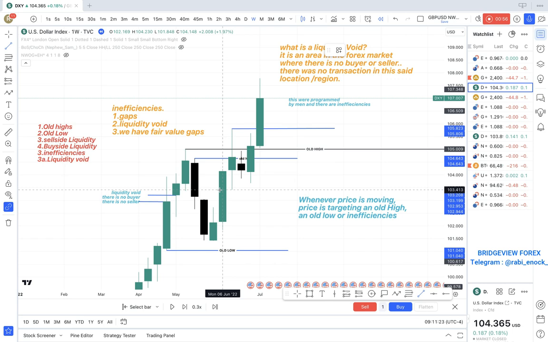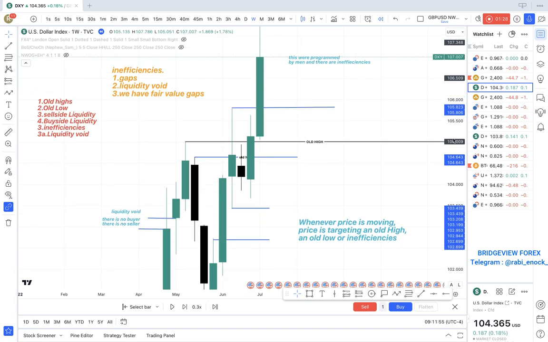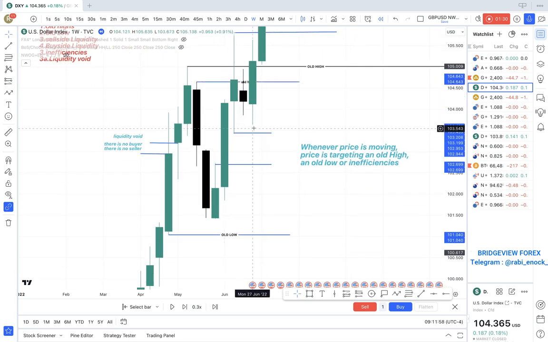A fair value gap is a region in the market where there are two candles beside one candle, where there is what? There's only buys. There's been only a buy, but there's no selling. This is a fair value gap.